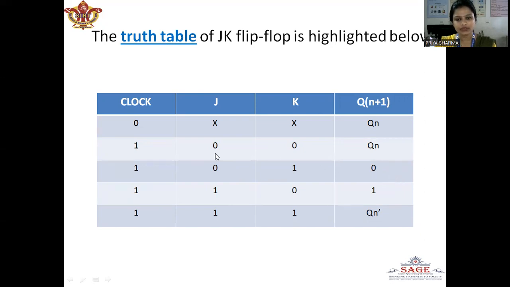If J and K both are low in this condition, then no changes occur. That is, it remains in the present state only. If J and K are both high at the clock edge, then the output will toggle from one state to the other. JK flip-flop can function as a set or a reset flip-flop.